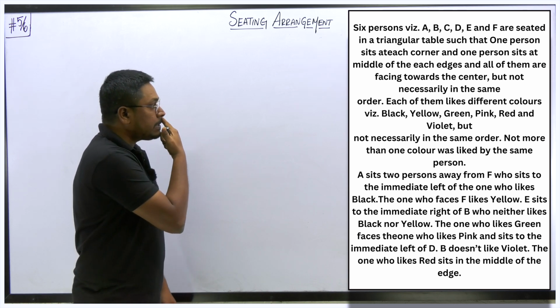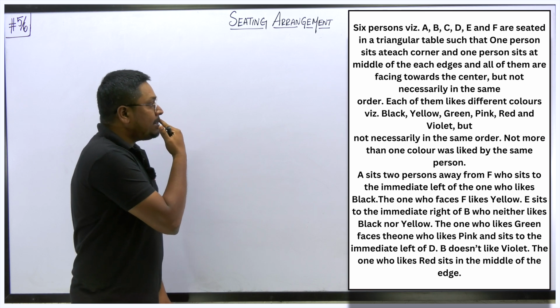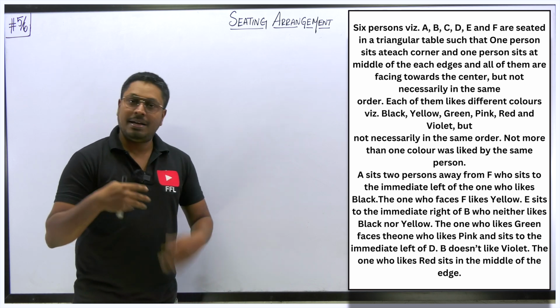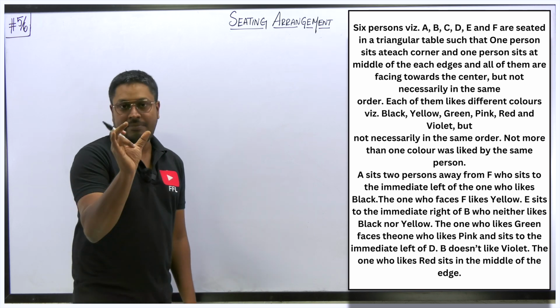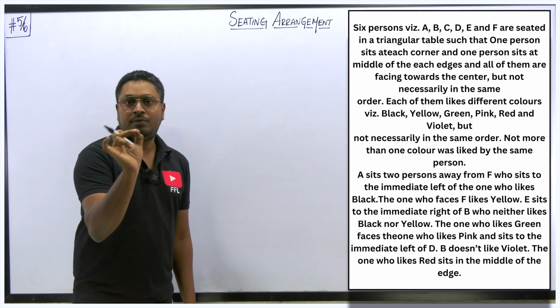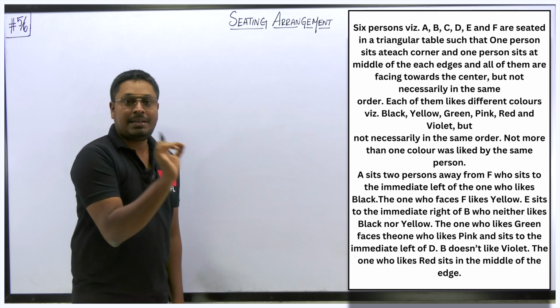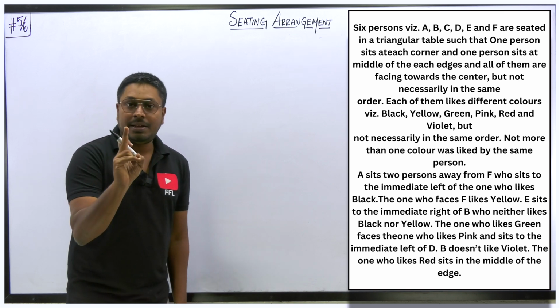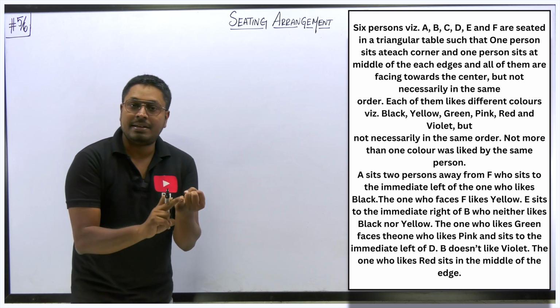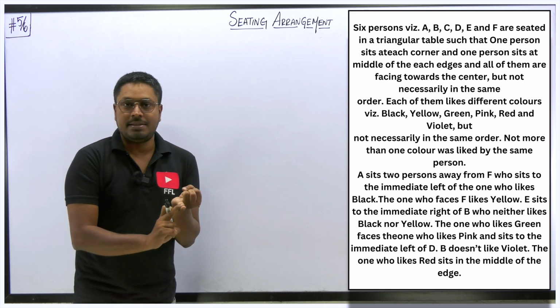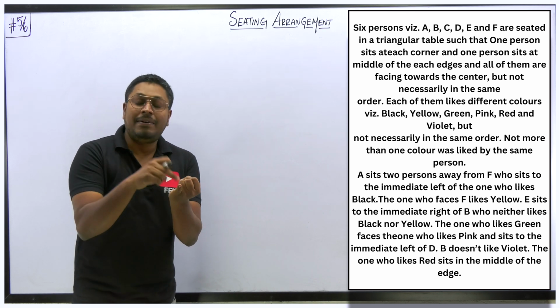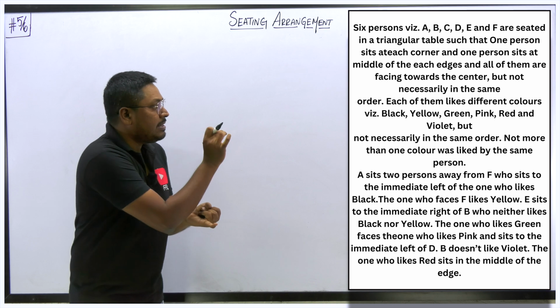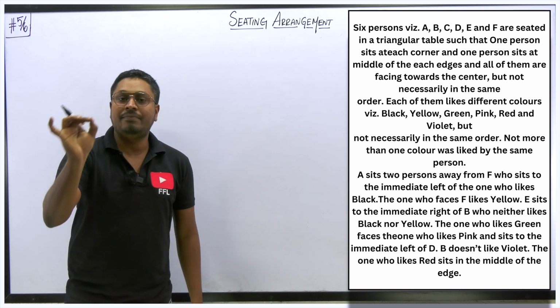So what I can do is draw all the possible diagrams that I am going to get, because there is no other way. A sits 2 persons away from F. Let me take that point. But remember one thing, they didn't tell you whether F is sitting at the corner or in the middle of the edges. And another important thing, they didn't say whether it is F's left hand side or right hand side, right? Just that A sits 2 persons away from F.